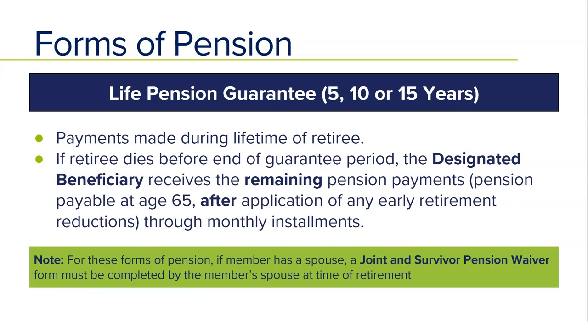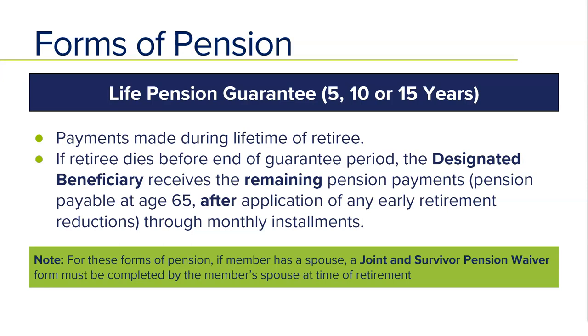Now, if we take a look at the life pension guarantees, in this case, you wouldn't have a spouse, or your spouse would sign that waiver form. You could appoint a beneficiary. Now, the beneficiary could be anybody you would want, a brother, a sister, or a friend, etc. You can name whoever you would want as a beneficiary.